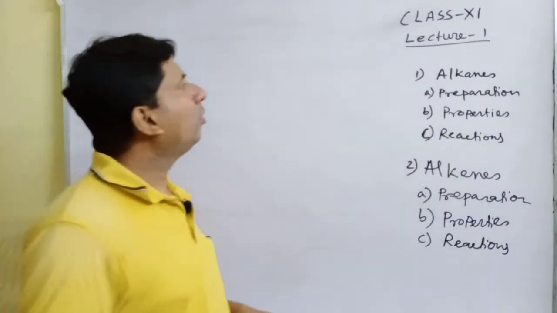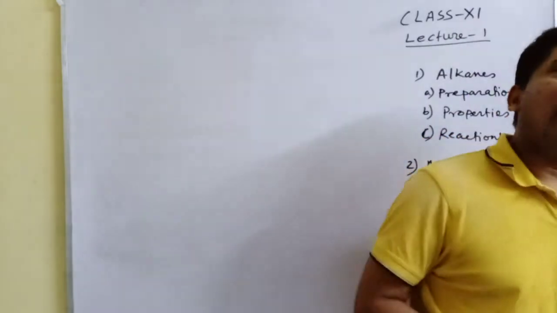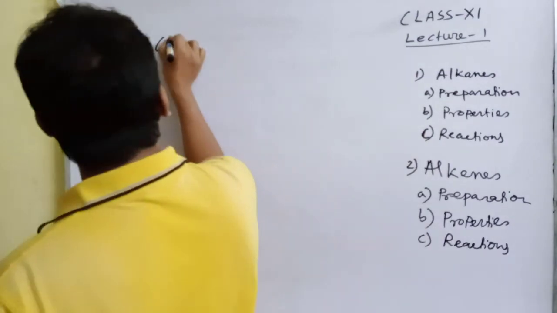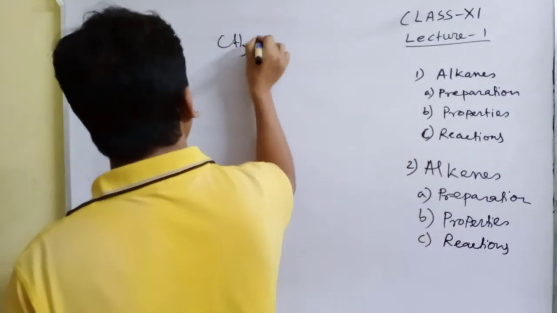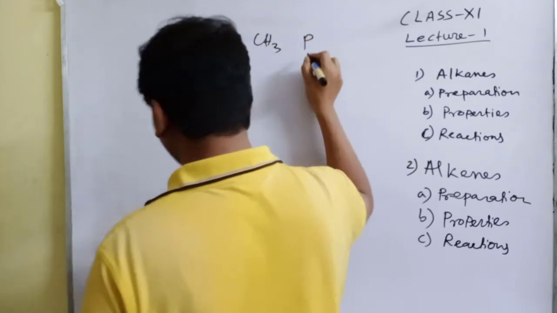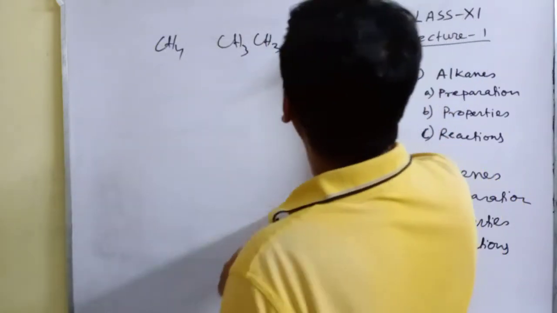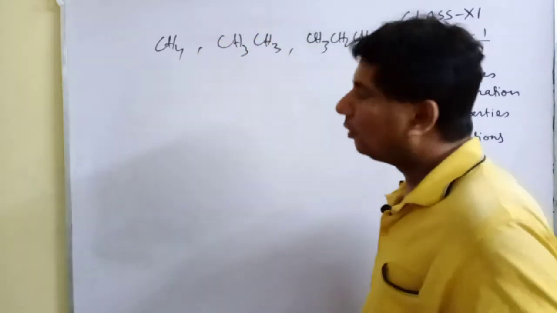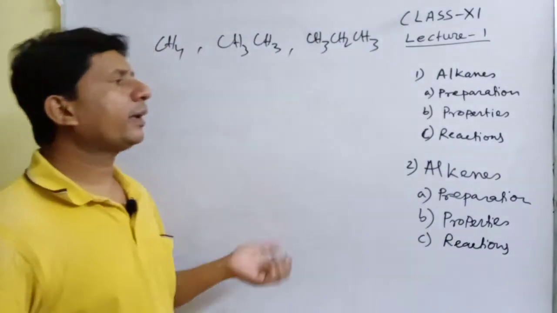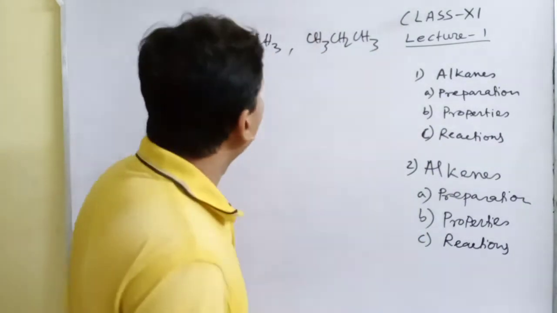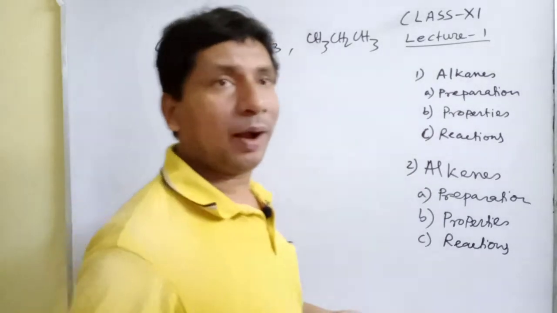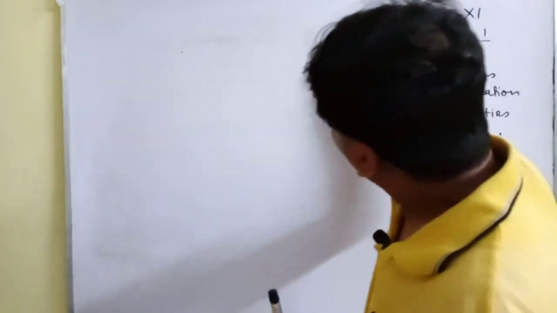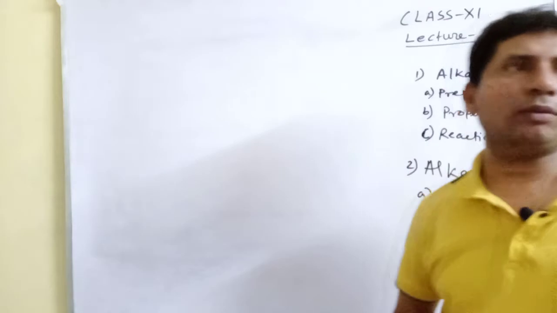Okay, now alkanes, how can we prepare alkanes? You know methane, ethane, propane, butane, pentane, hexane, heptane, octane, nonane, decane, undecane, dodecane, in this way. So there are so many hydrocarbons, but how can we prepare them? At first we have some methods.